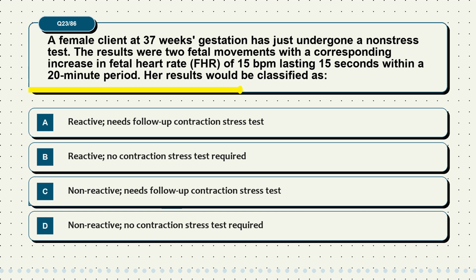Option A, reactive, needs follow-up contraction stress test. Option B, reactive, no contraction stress test required. Option C, non-reactive, needs follow-up contraction stress test. Option D, non-reactive, no contraction stress test required.